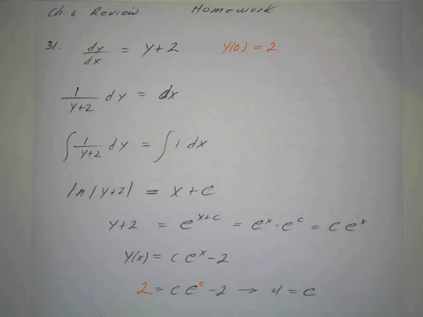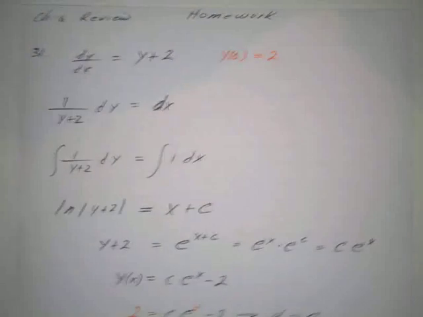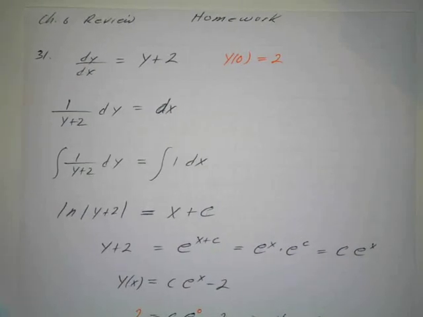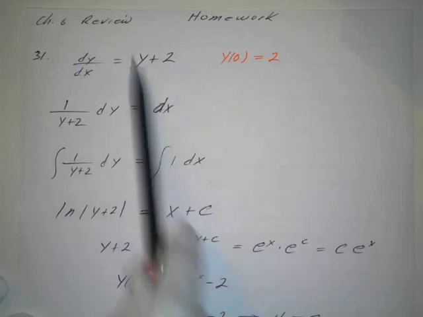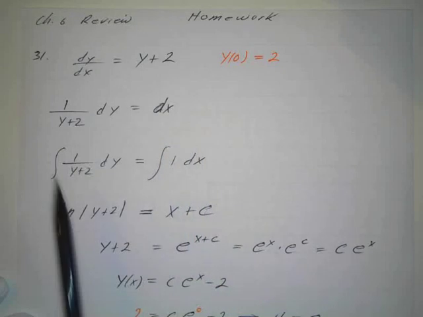Let's bring this a little bit closer. It might be a little easier to see. So here's 31. We just have a differential equation, so we have to use separation of variables. We'll divide both sides by y plus 2, and we'll put the dx on the other side. So we'll separate the variables, then take the integral of both sides.